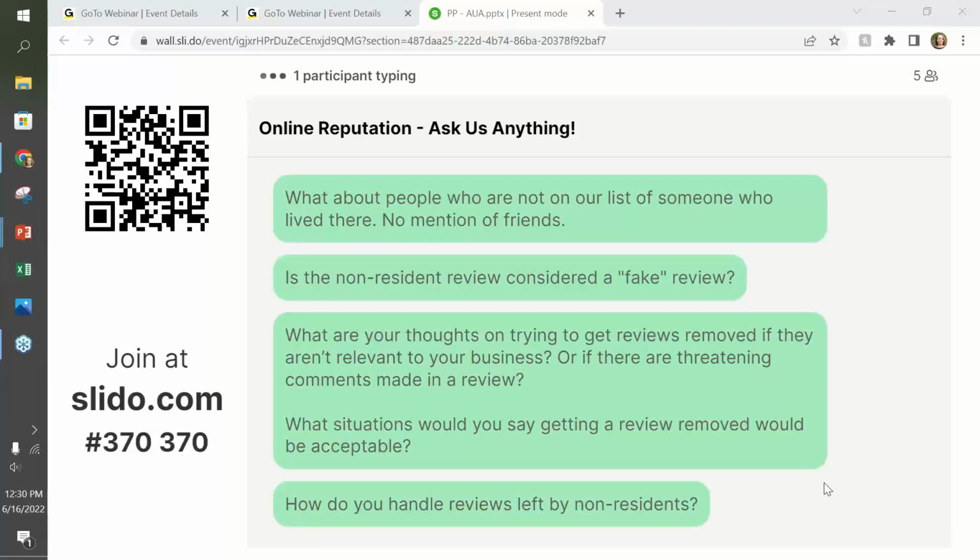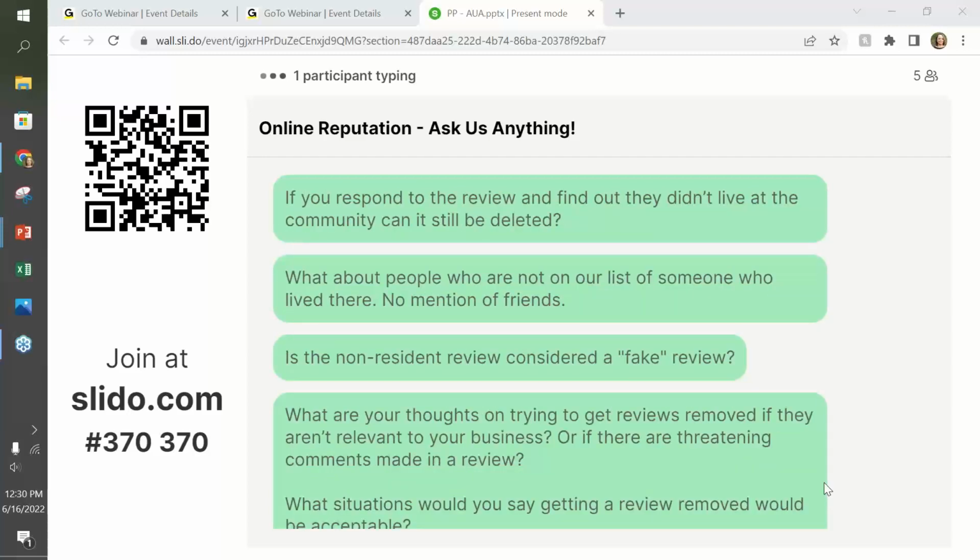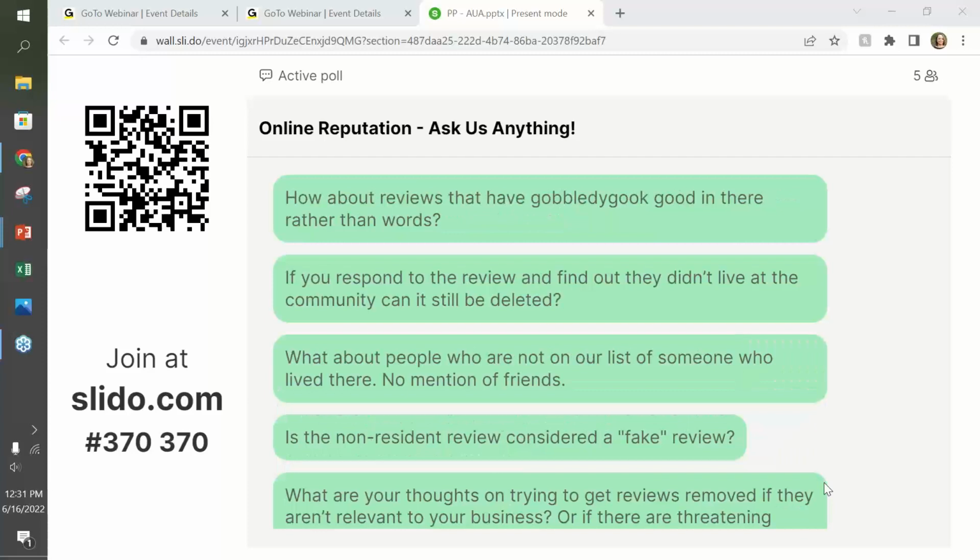But just because they mention mold and things like that, we can't tell that this person did not live at the community. If you respond to the review and find out they didn't live at the community, can it still be deleted? That is solely at the discretion of the abuse team or the investigation team, whoever is in charge of that particular platform. You can absolutely give them that information, but there's no guarantee the review will be deleted. It's hard to prove that kind of thing. Things that are easier to prove are reviews coming in from the same IP addresses. We call those stacked reviews.